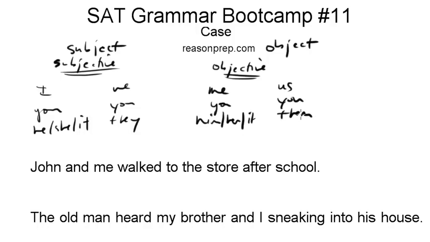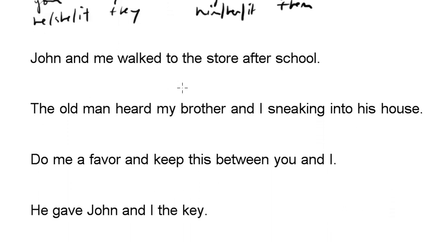So where do we see case errors coming up on the SAT? Well, let me show you a few examples of some sentences that make errors with case, and we'll explain how to find out when there's a case error and then how to fix it if we need to. First sentence: John and me walked to the store after school. Now, in school, this rule has probably been drilled into your head. We probably noticed originally, oh, okay, this has got to be I, John and I.